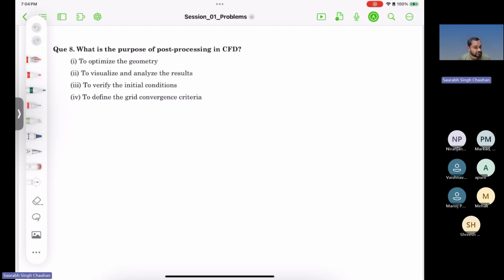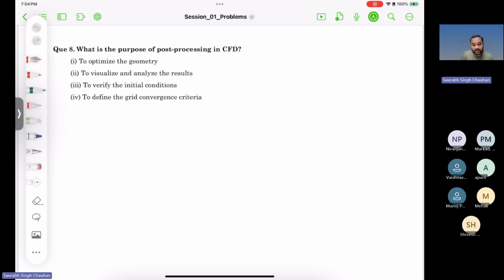Option A says to optimize the geometry. The answer is no, because you have made the geometry in the first step itself. That is the pre-processing, right? The second option says to visualize and analyze the results. So yes, it is the correct option, right? You have the results, you want to analyze these visually, by making some graphs or plots, and then you can analyze.